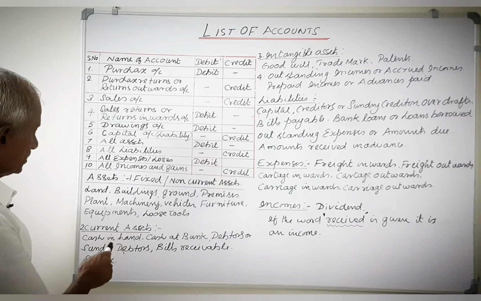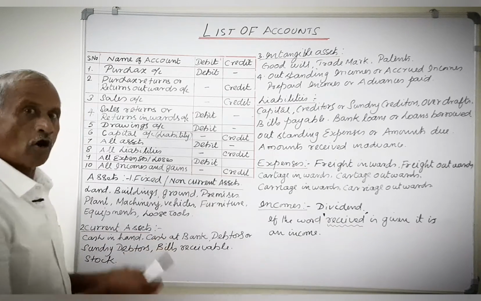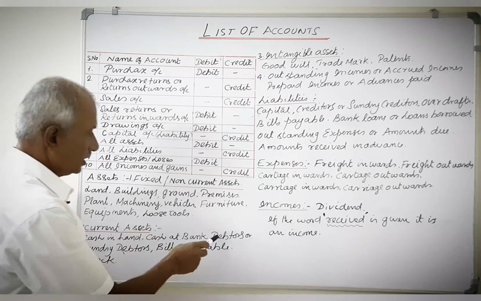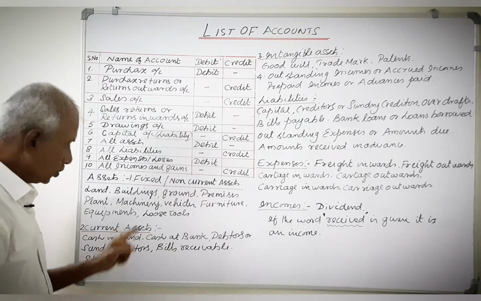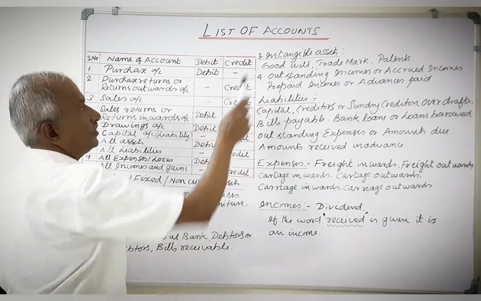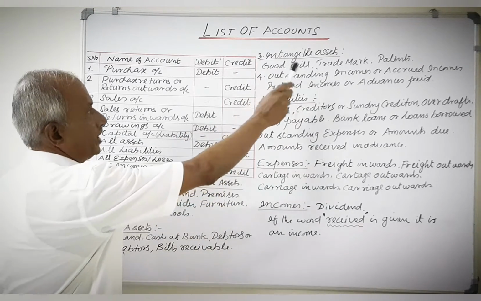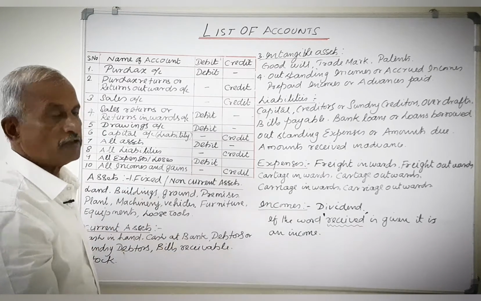Then current assets: cash in hand or cash, cash at bank or simply bank, debtors or sundry debtors, bills receivable, stock. Show all these current assets on the debit side of the trial balance. Then some of the intangible assets: goodwill, trademark, patents. These assets will appear on the debit side of the trial balance.